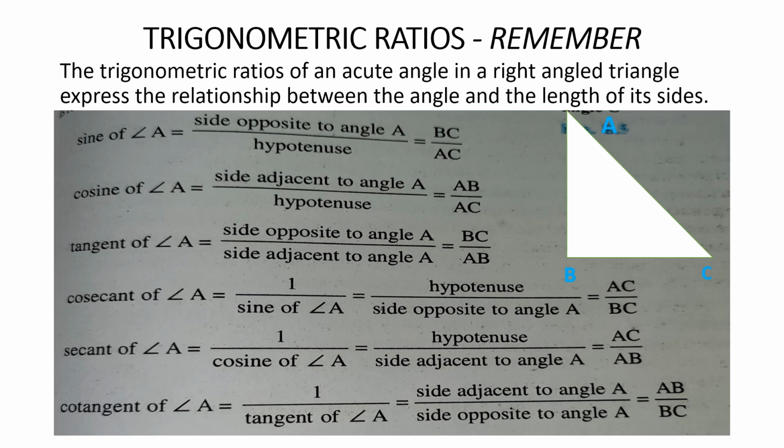Now first thing is there are some abbreviations used or short form used for this. Sine is always written as sin, cosine as cos, tangent as tan, cosecant as cosec, secant as sec, cotangent as cot. So sin, cos, tan, cosec, sec and cot. Now if you remember sine and cos, other ratios will automatically follow.